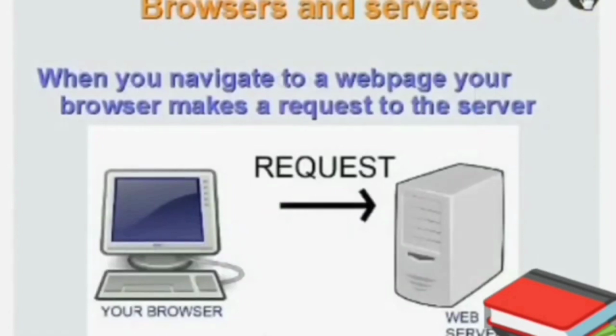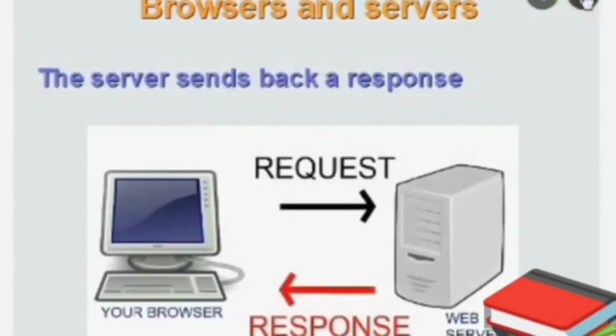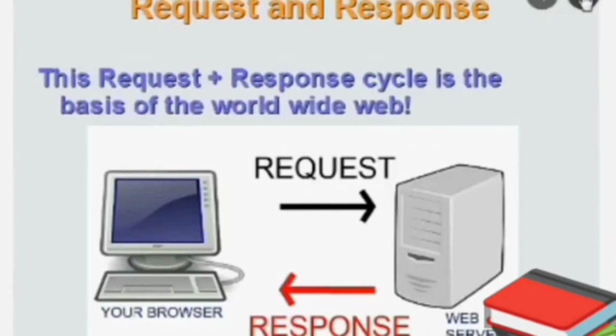When you navigate to a web page, your browser makes a request to the server. You can see your browser and your web server. The server sends back a response. Now, when you make a request using your browser, your web server sends back a response. This request plus response cycle is the basis of the World Wide Web.